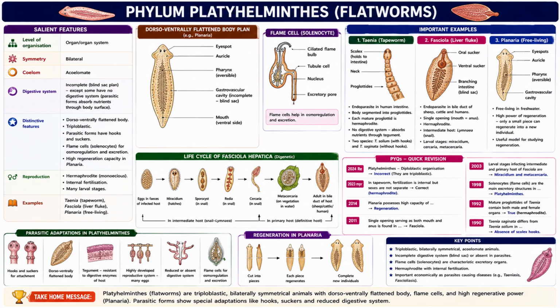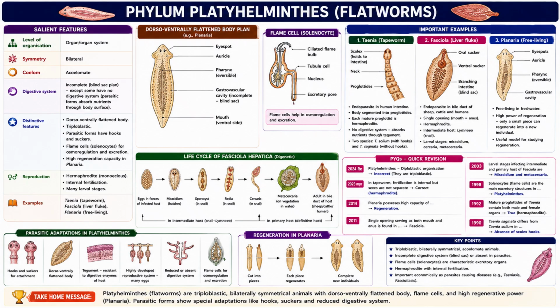Parasitic adaptations of the Platyhelminthes: mainly the presence of hooks and suckers for attachment. A dorso-ventrally flattened body is also a parasitic adaptation. The tegument is resistant to the digestive enzymes of the host, and there is a highly developed reproductive system and many eggs, a reduced or absent digestive system, and flame cells for osmoregulation and excretion. Regeneration in planaria happens when it is cut into pieces. Each piece regenerates into a complete new individual.